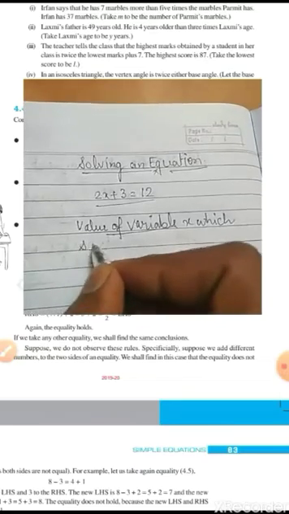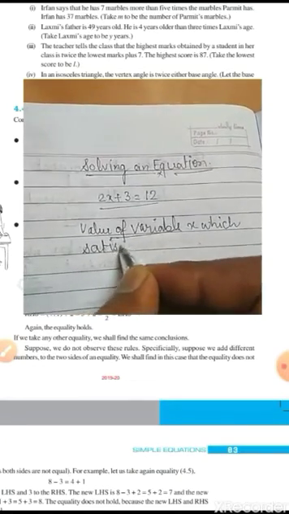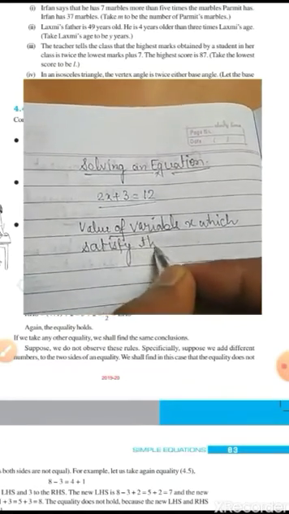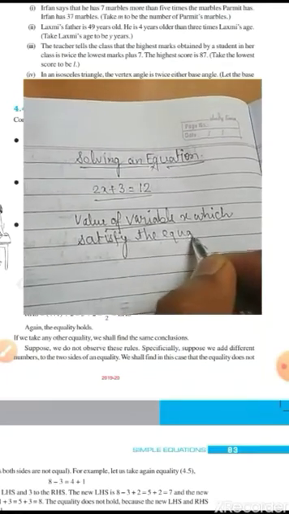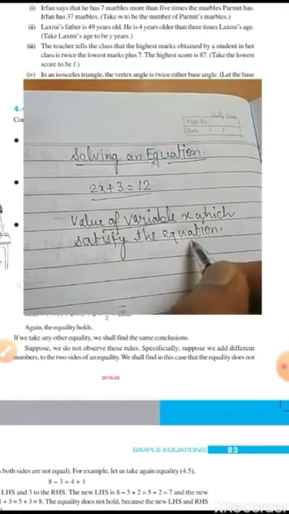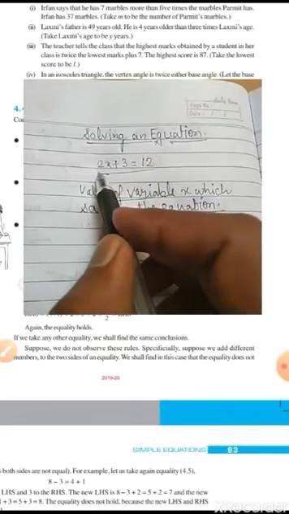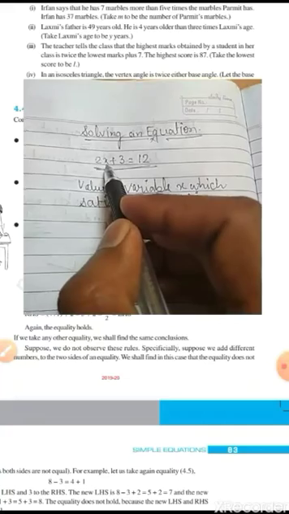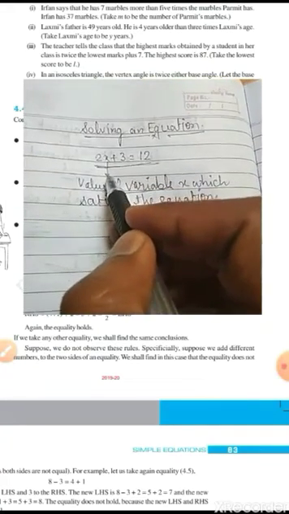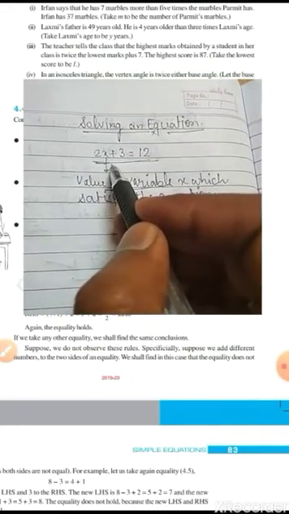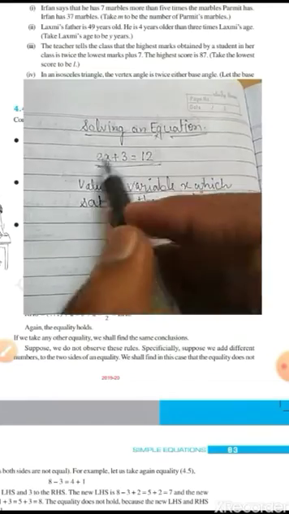which satisfies the equation. Value of the variable which satisfies the equation. So in this equation, what is the variable? X. Then what is the value of x which satisfies this equation?